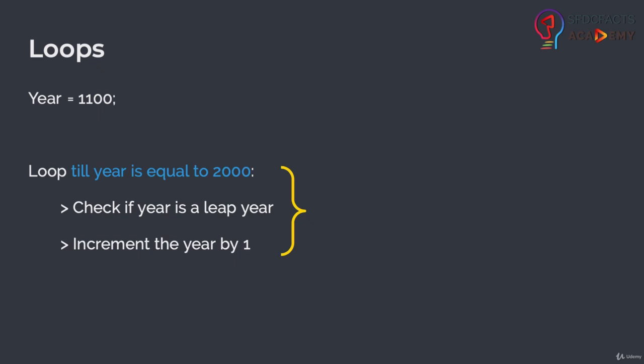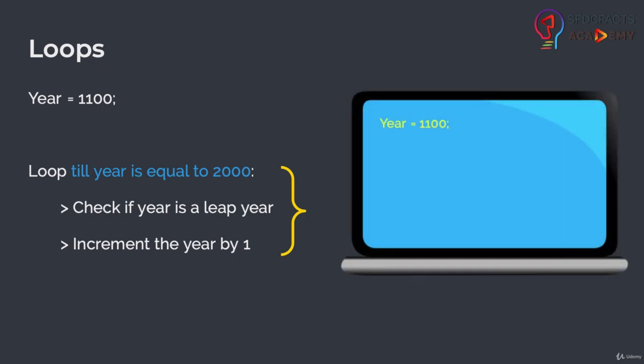Let's try to understand how a computer will execute this code. First your year value is 1100, then you come into this loop and you check if the year's value is less than 2000 or not. It is. So you will first check if this year is a leap year or not, and based on that, you either print it in your debug statement or you don't. Then you increment this year's value by 1.